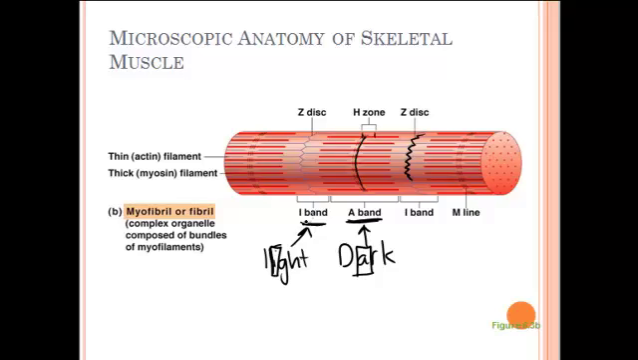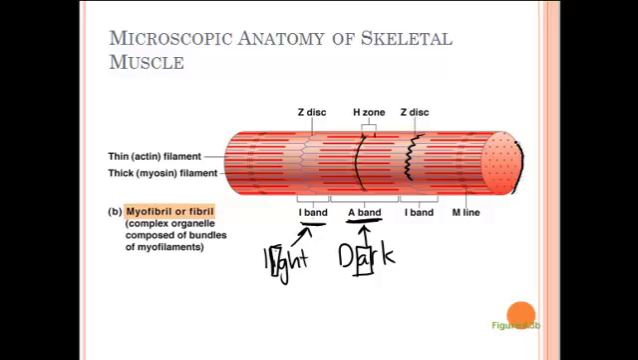So to review once again, we have the I band, which is the light section. Notice that the light section is only made up of these blue filaments. Then we have the A band, which is the dark section, and it's made up of an overlap of the red and the blue. H zone is where there's just red, there's no blue. M line comes right in between the H zone. And then we have the Z disc right in between. That's where the blue microfilaments hook together.